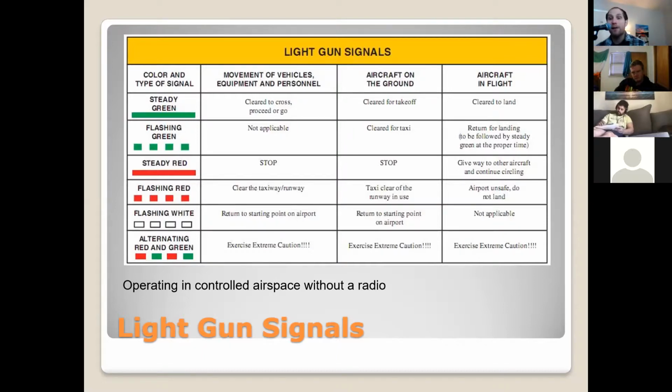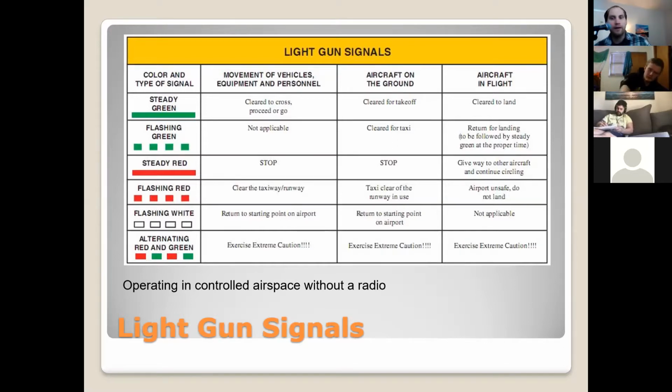If you're in the air, it's not applicable. So it's a trick question. You will see questions asking, what does flashing white mean in the air? That is a trick question on the exam because it says not applicable. So if you're flying around in the air and you see a flashing white light from the control tower, they're actually trying to point that white light at somebody else, or you're seeing the reflection of the sun, or something else is weird and different, because a flashing white light is not applicable to in-the-air light gun signals.